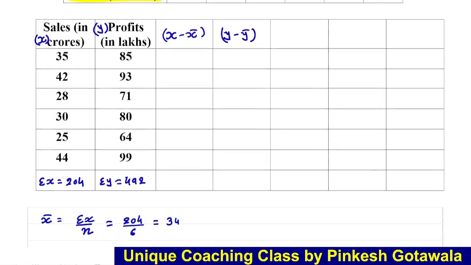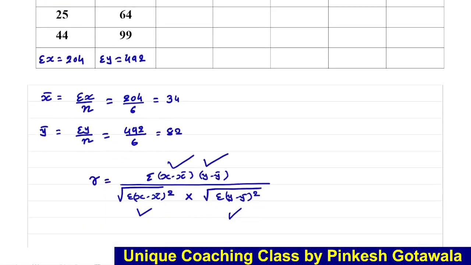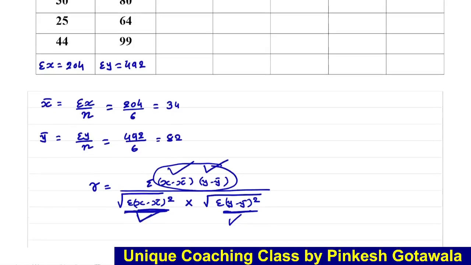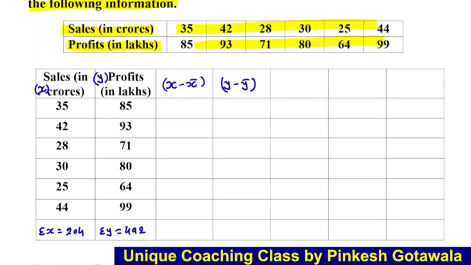Then which other columns should we prepare? You can see that in the division there is a square, x minus x bar square, y minus y bar square, both have a square, and here both are in multiplication. So the next columns would be x minus x bar square, and here y minus y bar square. Okay, both have a square, so we prepare the square columns, and the last is the multiplication. Clear? So we should prepare these 5 columns.